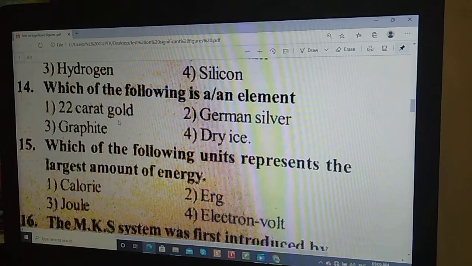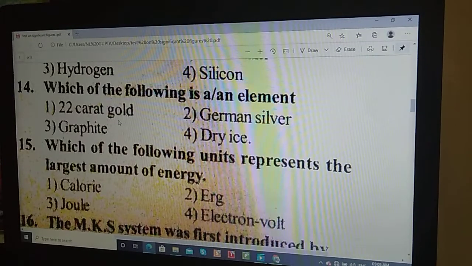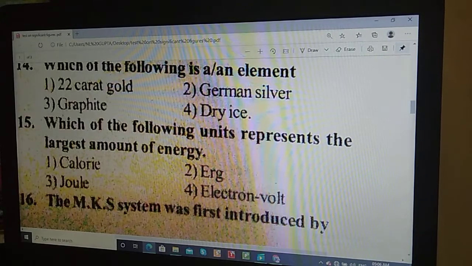Now question number 15 is, student, which of the following units represents the largest amount of energy? If you talk about question number 15, student, first one is calories, erg, joule, electron volt. But the unit that represents the largest amount of energy is calories. So the correct option will be option number 1.